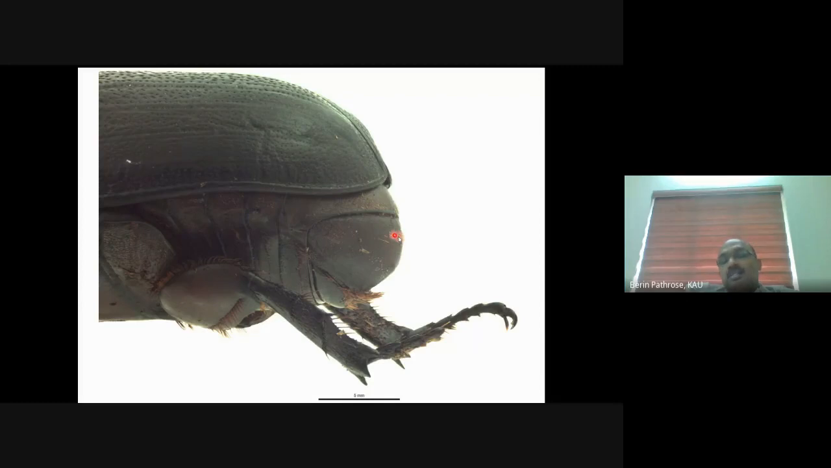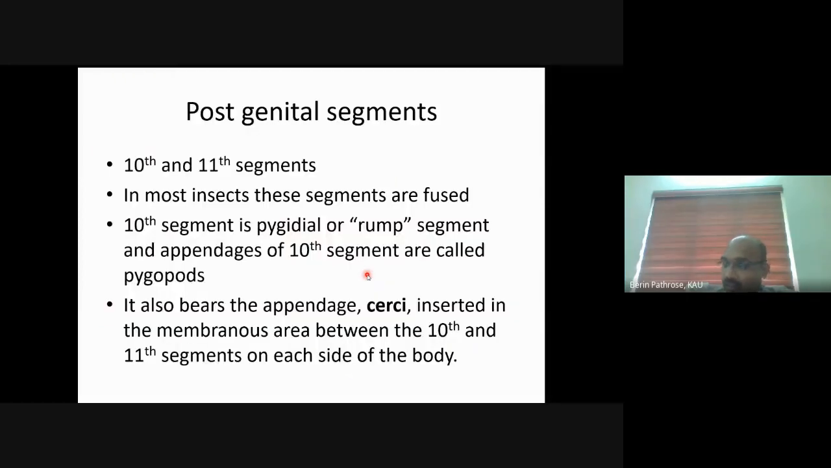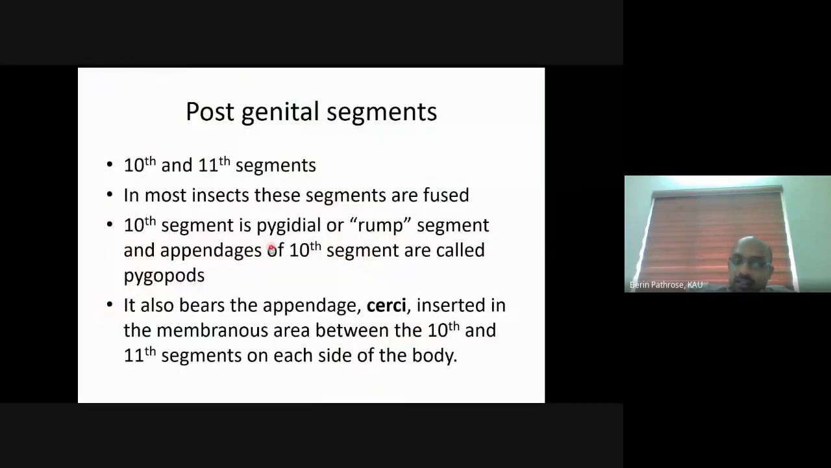This 10th segment is called the pygidium or rump. So that is the case of the 10th abdominal segment. Sometimes we can't say an appendage over here, but in certain insects there are some abdominal appendages from the 10th segment, and these are called pygopods, because the appendage is from the pygidial segment. Leave about pygopods, it's not needed for PG students.